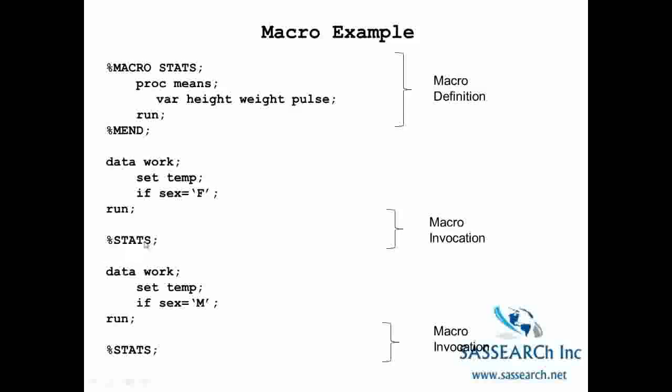So we're saying %stats. When SAS sees that, it is automatically going to produce PROC MEANS of height, weight, and pulse for this data set that's now just females. Then let's say we create a different data set and we're just selecting males. If we invoke the macro again, it's now going to do a PROC MEANS using the variables height, weight, and pulse on males.